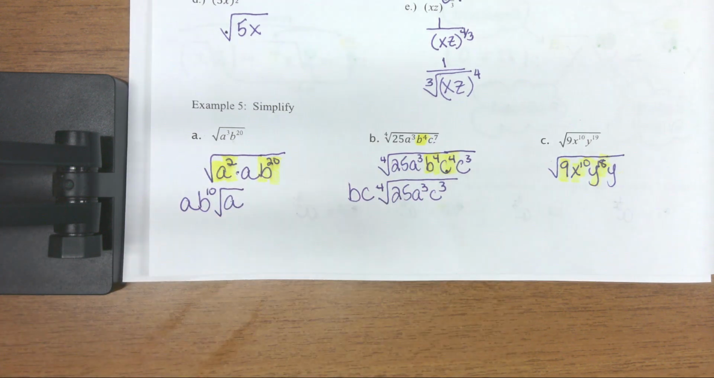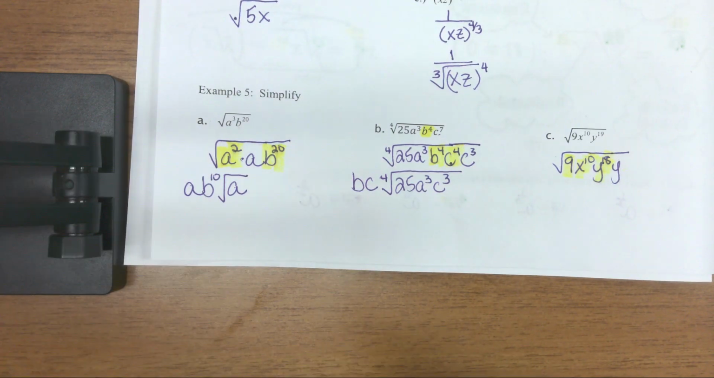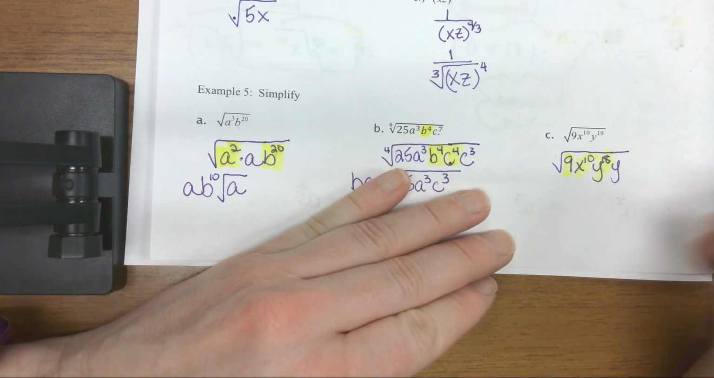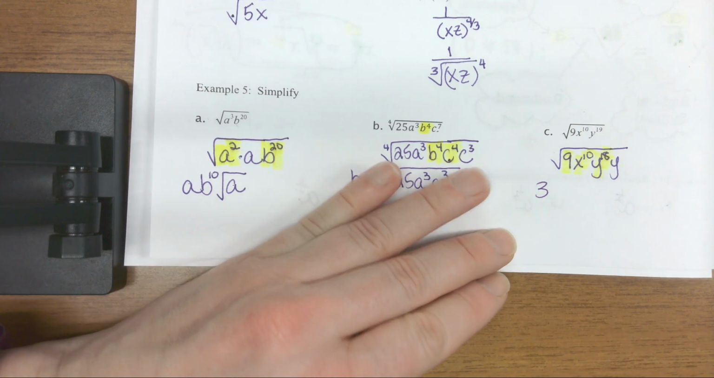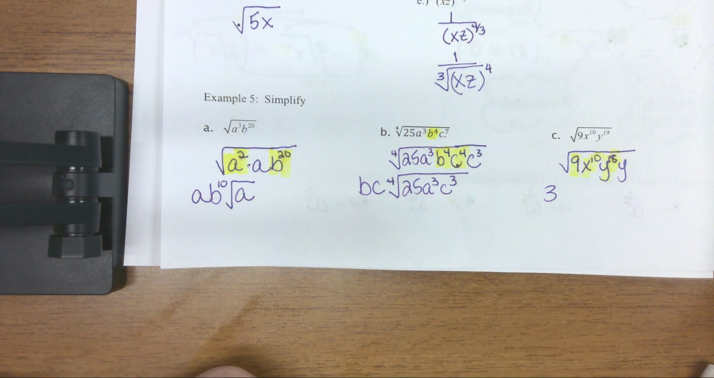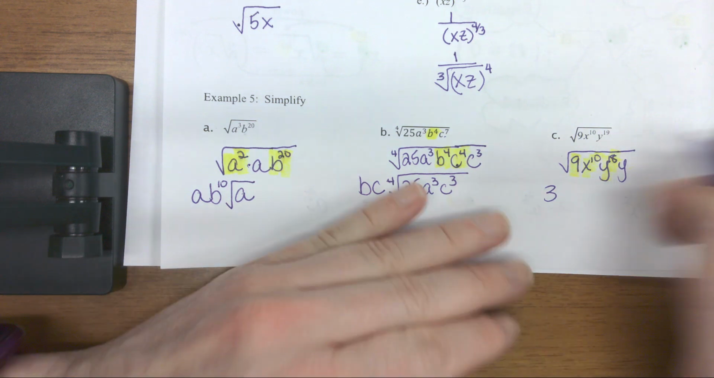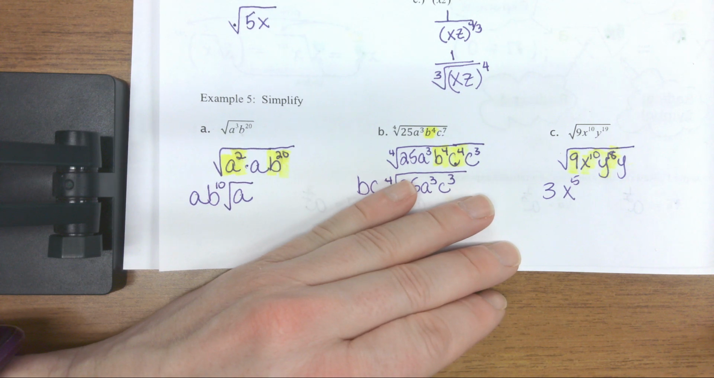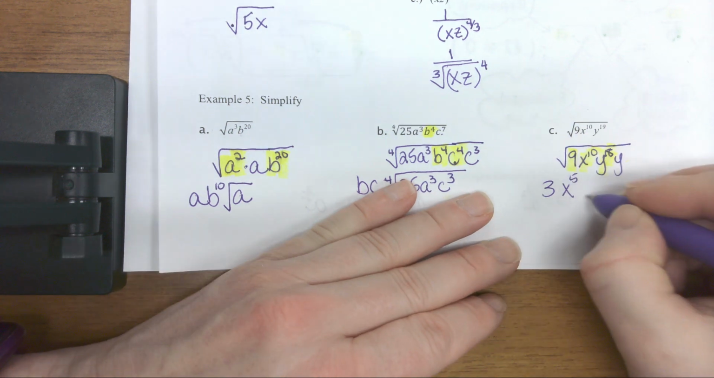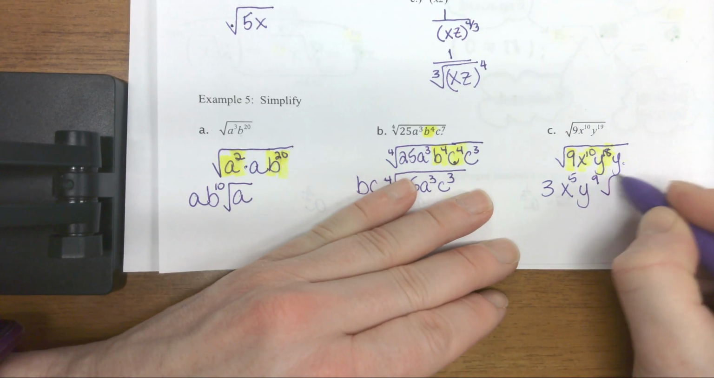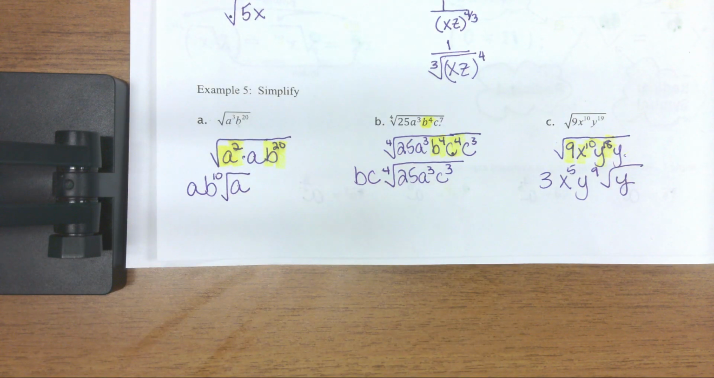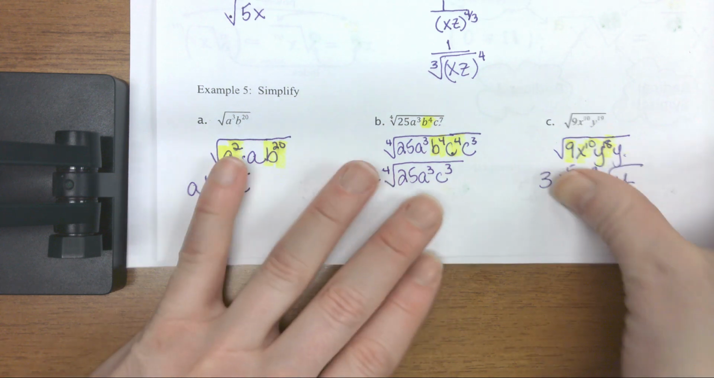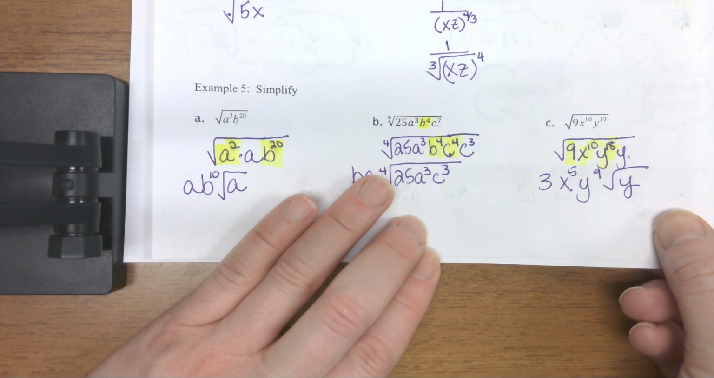Let's do it. What's the square root of 9? 3. What's the square root of x to the 10th? X to the 5th. What's the square root of y to the 18th? Y to the 9th, thank you. And I can't simplify the square root of y, so that stays underneath the radical. So we're just practicing taking perfect squares out if we can. All right.